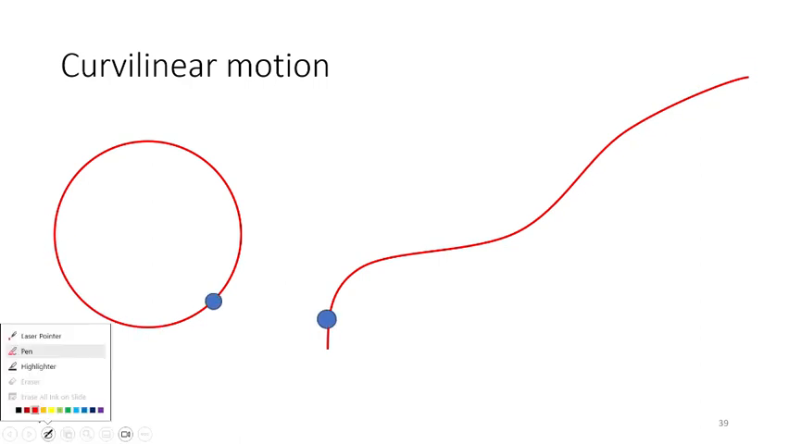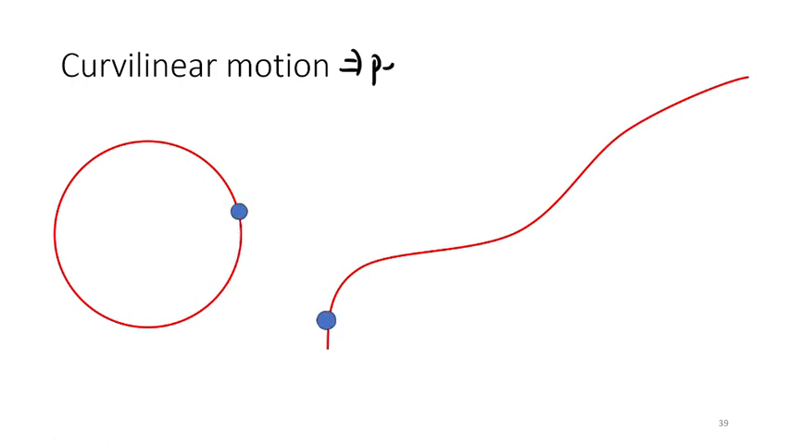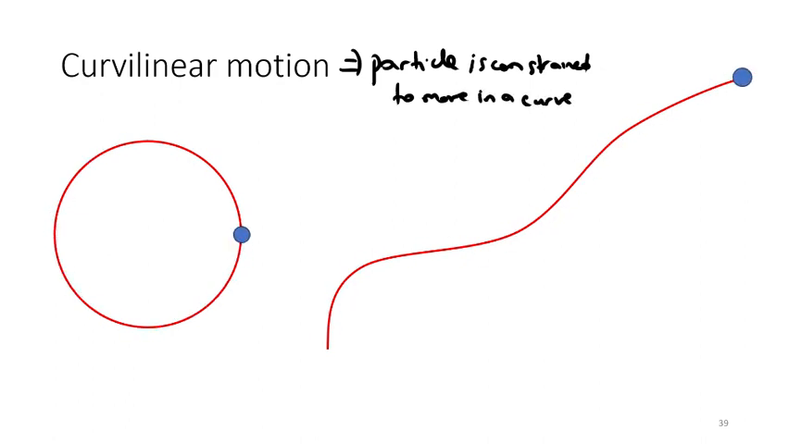But for curvilinear motion, the main important part is that the particle is constrained to move in a circle, in a curve. If it is constrained to move in a curve, it means that there is something that acts on it. In this case, there is an acceleration towards the center of the body. You can see it cannot fly away, but it is constrained to move in this circle. So there is something that acts on it.